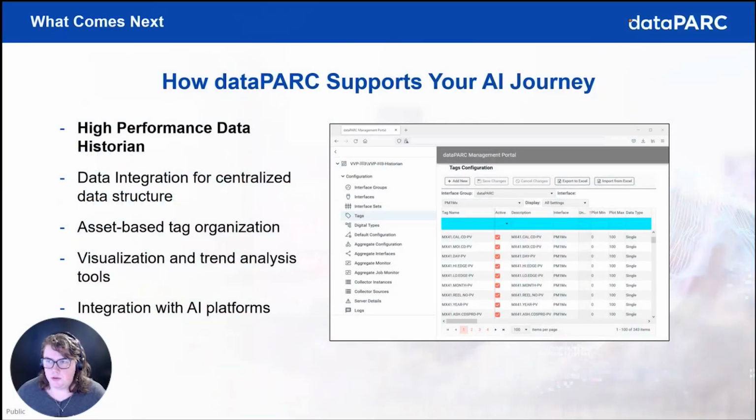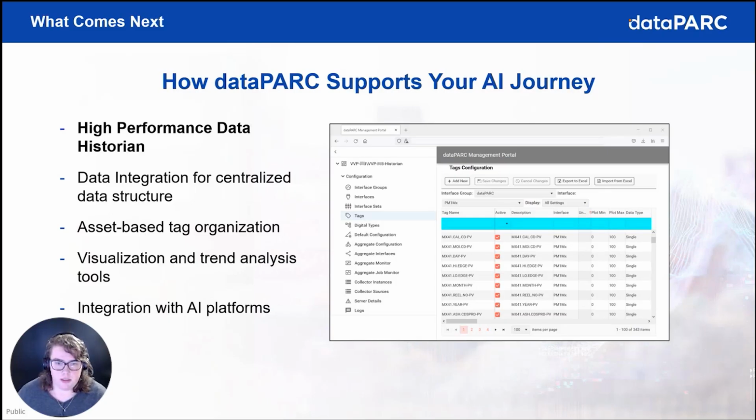Now I just wanted to briefly touch on how DataPARC can support your AI journey. So first, the most fundamental piece would be a high performance data historian. This is where it all begins. If you're currently only relying on a SCADA system or GCS, and you don't have that long-term historical data collection in place, you're going to run into challenges with AI.